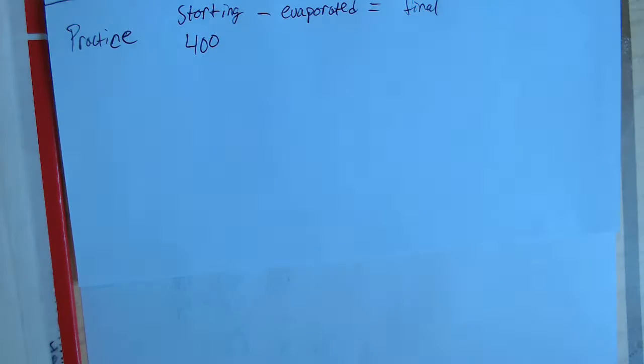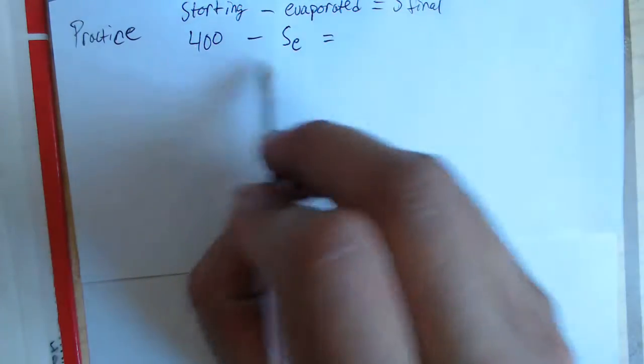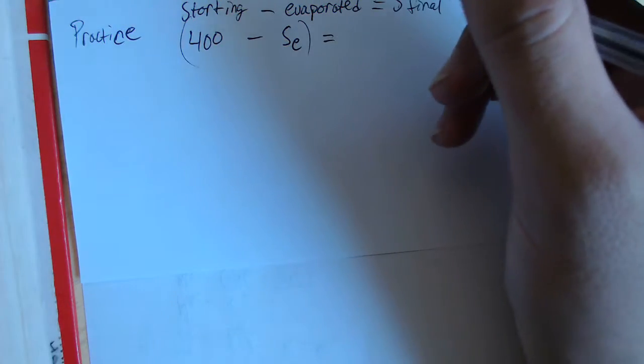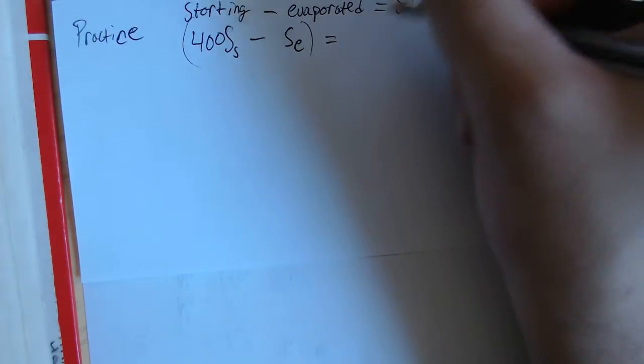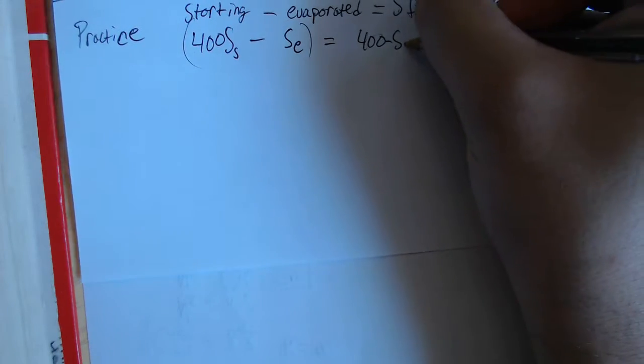This is actually a really interesting equation because it's really hard to wrap your head around at first. But when we write this, we have 400 minus our solution evaporated equals our solution final. But the final solution is equal to this quantity right here. So 400 minus solution evaporated, or 400 times our starting solution, minus the solution evaporated, is going to equal 400 minus solution evaporated.